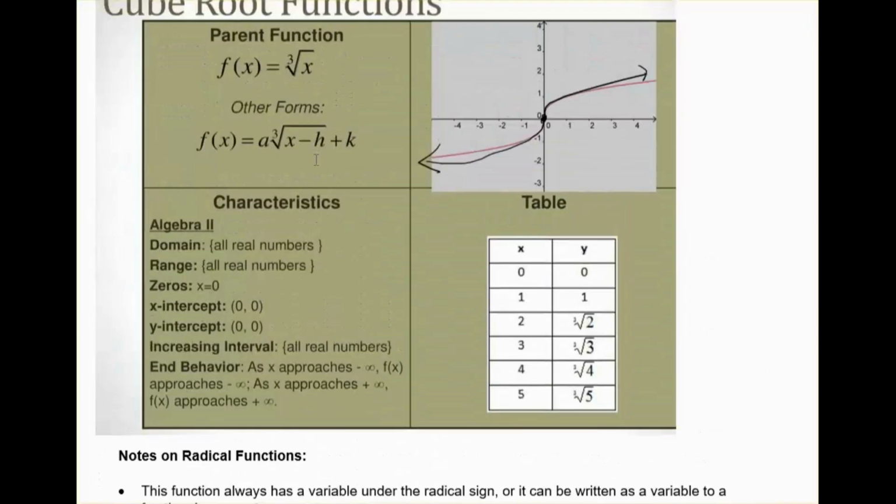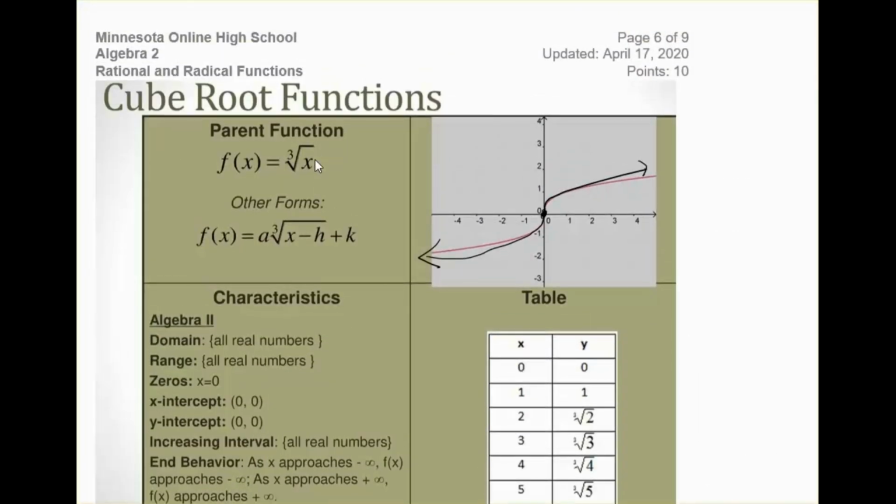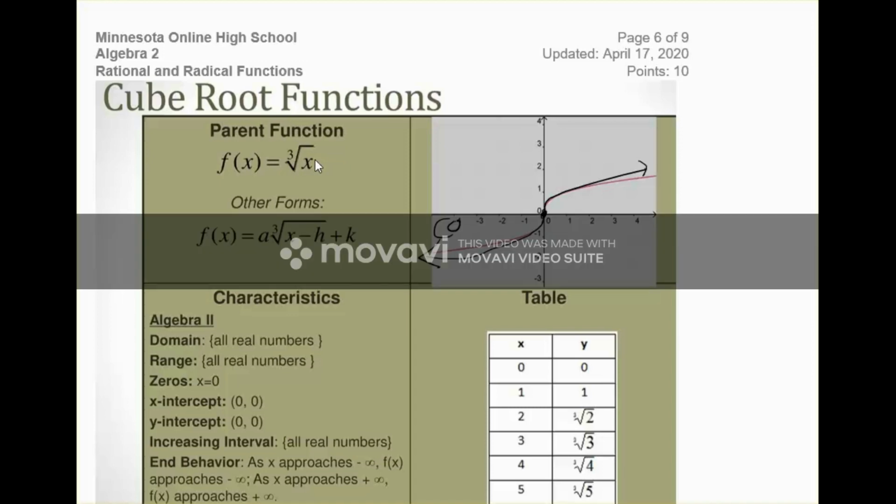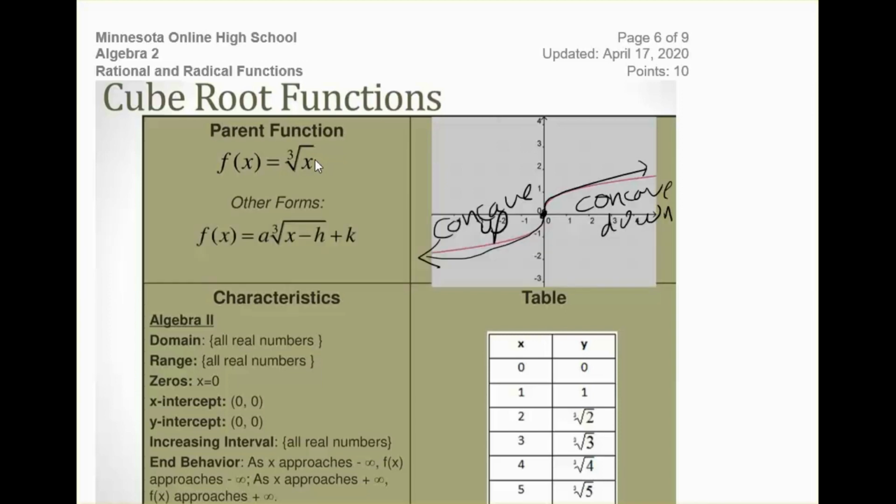And let's look again at this cube root function. I forgot to talk about the concave up and concave down. This part over here is concave up, hold some water in that, and this part over here is concave down. So the point of inflection is where it switches from one to the other, and it may be symmetric about that point, whatever that point may be on your graph.